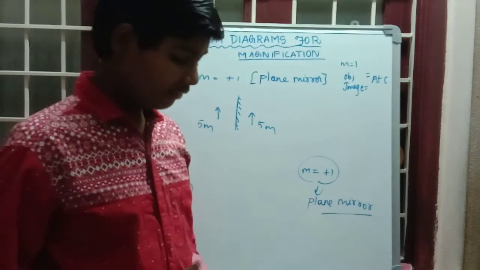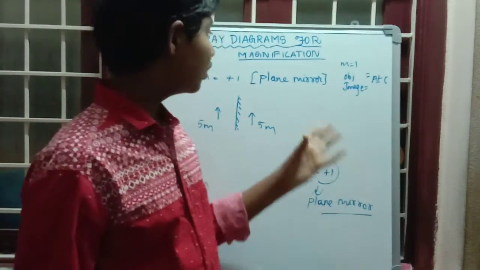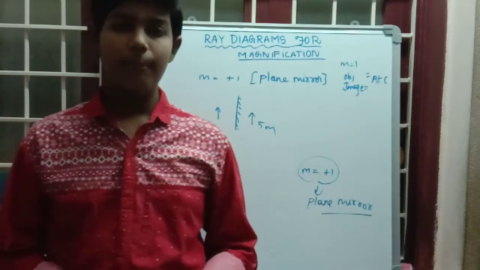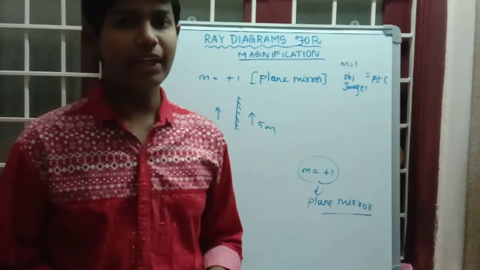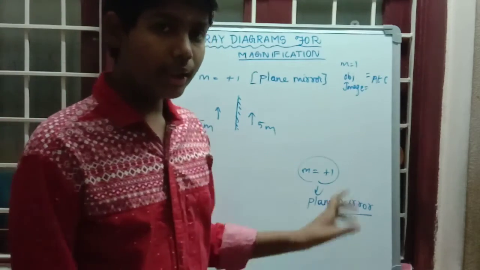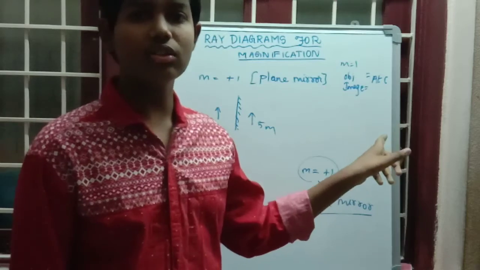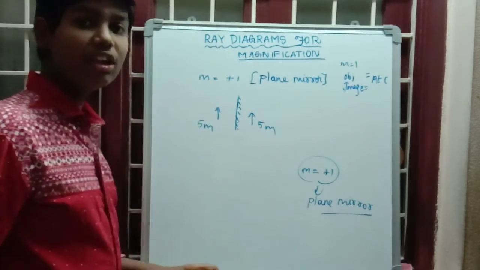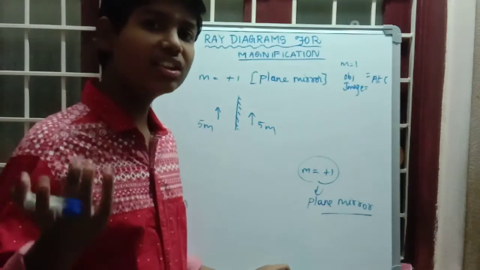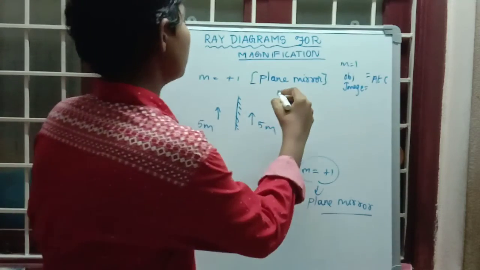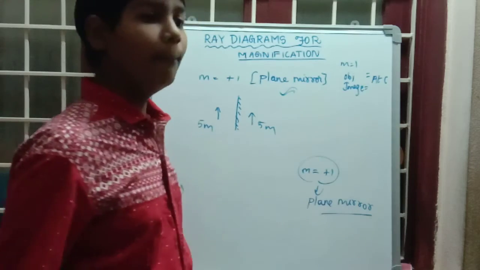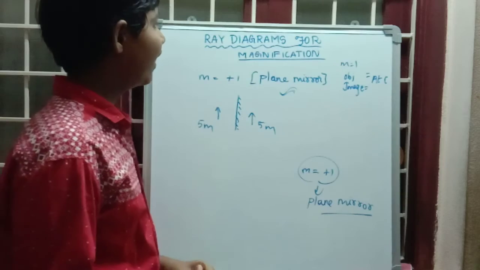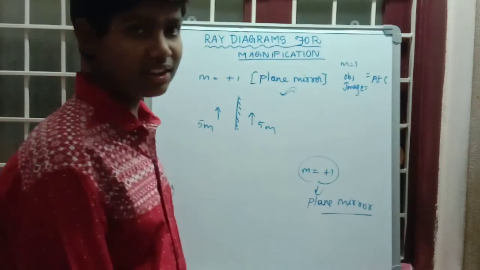In a concave mirror, m is also positive if we keep the object between F and P, and we get an image beyond the mirror. But then the height of the image is not equal to the height of the object; it is enlarged. So only a plane mirror is possible: m equal to plus 1 means a plane mirror. This is the reason. Here we have discussed how to draw ray diagrams for magnification. Thank you.